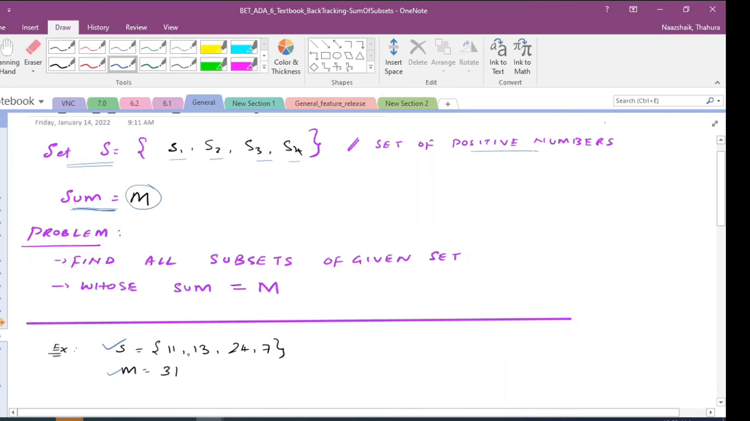Now, what is the problem? You need to figure out what numbers you can take from the set whose sum will be 31. Like, for example, you need to try combinations like 11 plus 13. Will it give me 31? Or say 11 plus 24 plus 13, right? Will it give me 31? You need to find a subset. That is why these are subsets, right? Subset means a smaller set from the actual main set. So find the subset of numbers whose sum is what they have asked for. That is the sum of subsets.